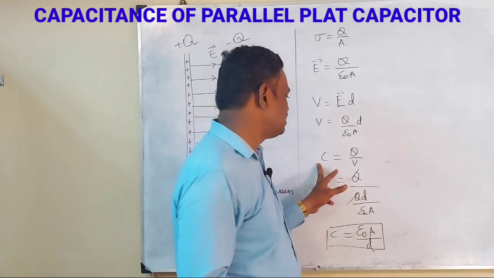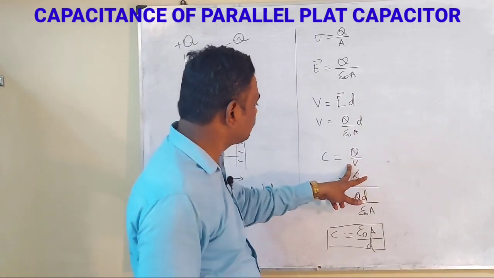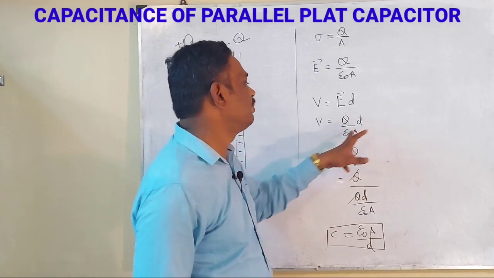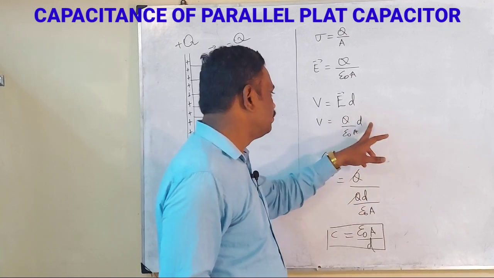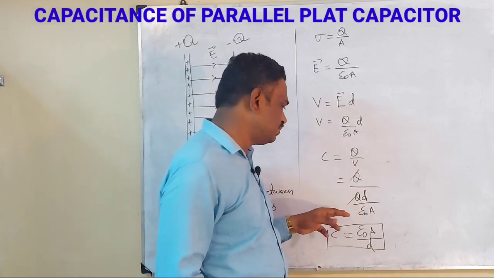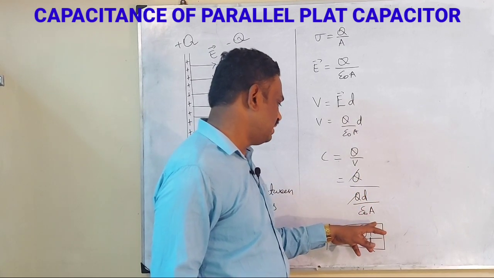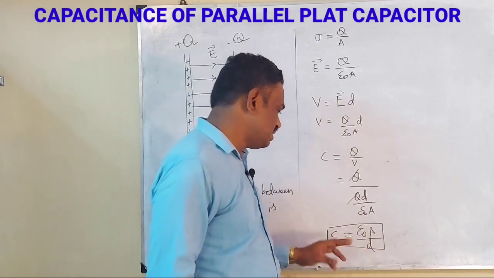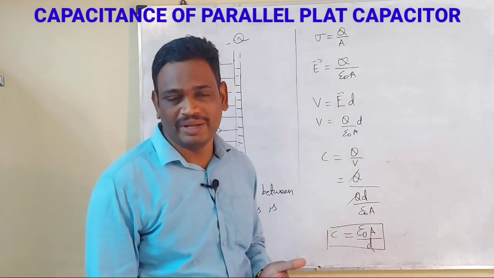Now I am going to substitute this V value in the capacitance of the parallel plate capacitor. The capacitance of a capacitor is defined as the charge on either of the conductor plates to the potential difference that exists between the conductor plates, that is q by V. So instead of V, I substitute qd by epsilon naught A. Here we can cancel q, and there will be remaining 1 by d by epsilon naught A. Bring this epsilon naught A to the numerator, so C is equal to epsilon naught A by d, which is the capacitance of the parallel plate capacitor.